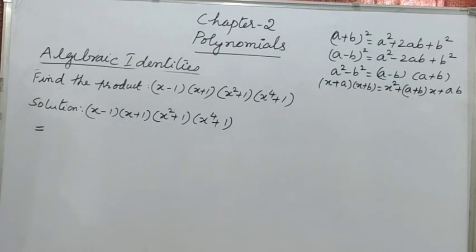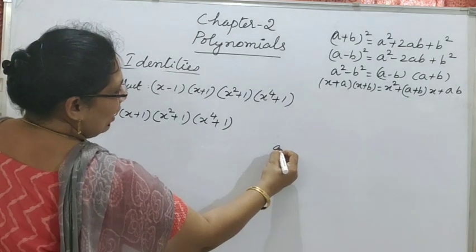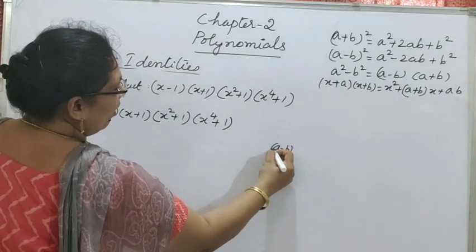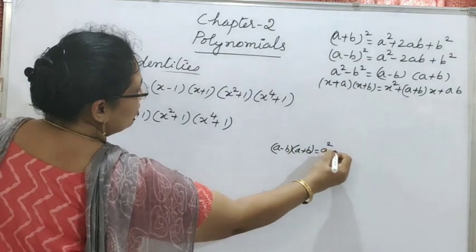Next question, find the product: x minus 1 into x plus 1 into x square plus 1 into x raised to 4 plus 1. So the difficulty level has increased a little bit here, I know that. So x minus 1 into x plus 1. See the terms itself, you came to know which identity it is. It is a minus b into a plus b. So we'll write that identity as the reason here: a minus b into a plus b equals a square minus b square.